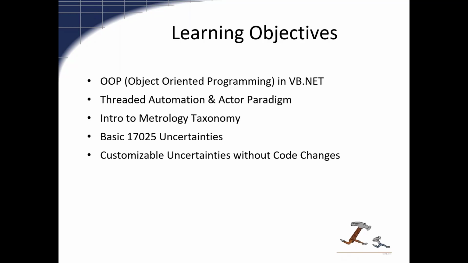This is a bigger standard we're trying to create for the community, not just around Metrology.net, but the Metrology community in general. We'll do some basic things with measurement uncertainties. We're not going to get into all the ins and outs of 17025 measurement uncertainties, but we want to show how that's put in there. And one of the biggest features I saw was how to customize your uncertainties without having to go back in and make code changes.